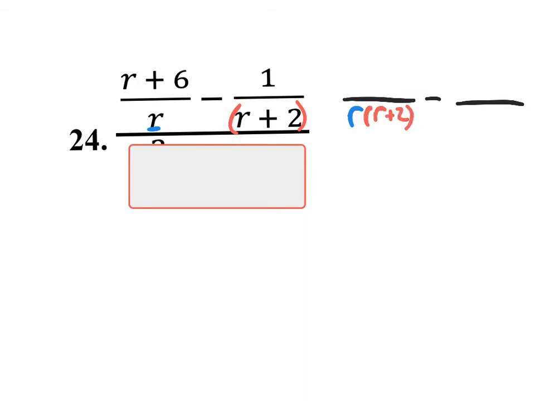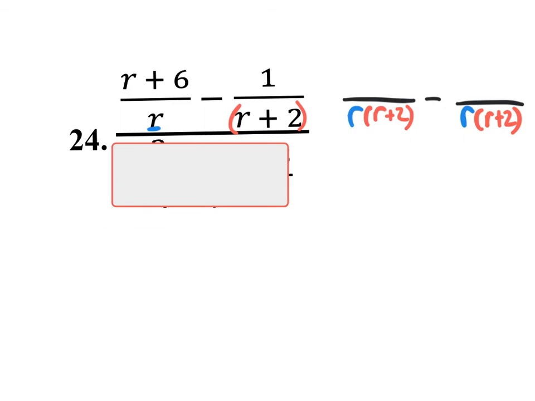And I write that twice, r times r plus 2. Then we ask ourselves, how do I get from this r to become r times r plus 2? Well, it's obviously missing the r plus 2. Okay, but what you do to the bottom, you must do to the top. So you're going to have to multiply the top by r plus 2. This is where it gets a little fun, because you have a binomial up on top times another binomial. So you're going to have to distribute and combine like terms.